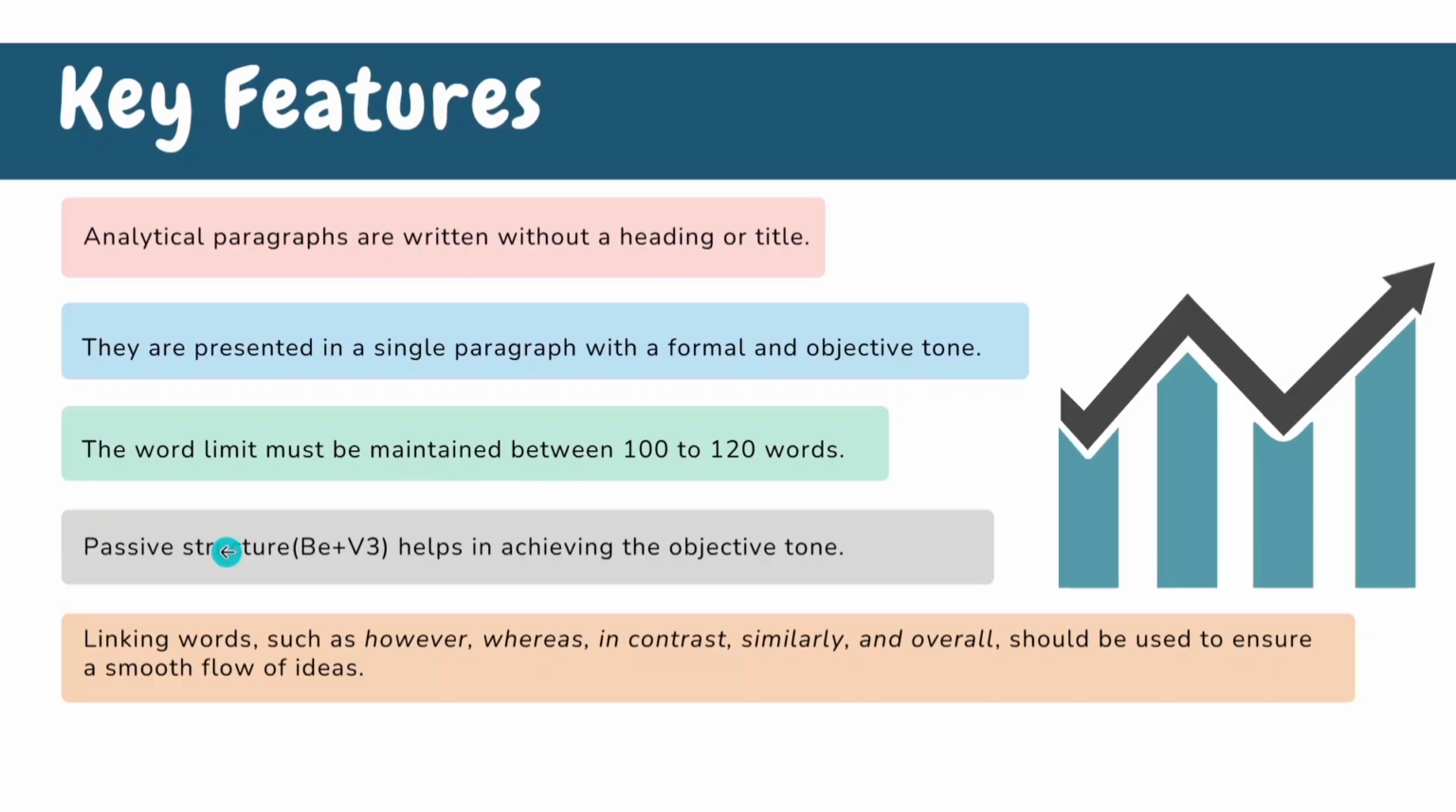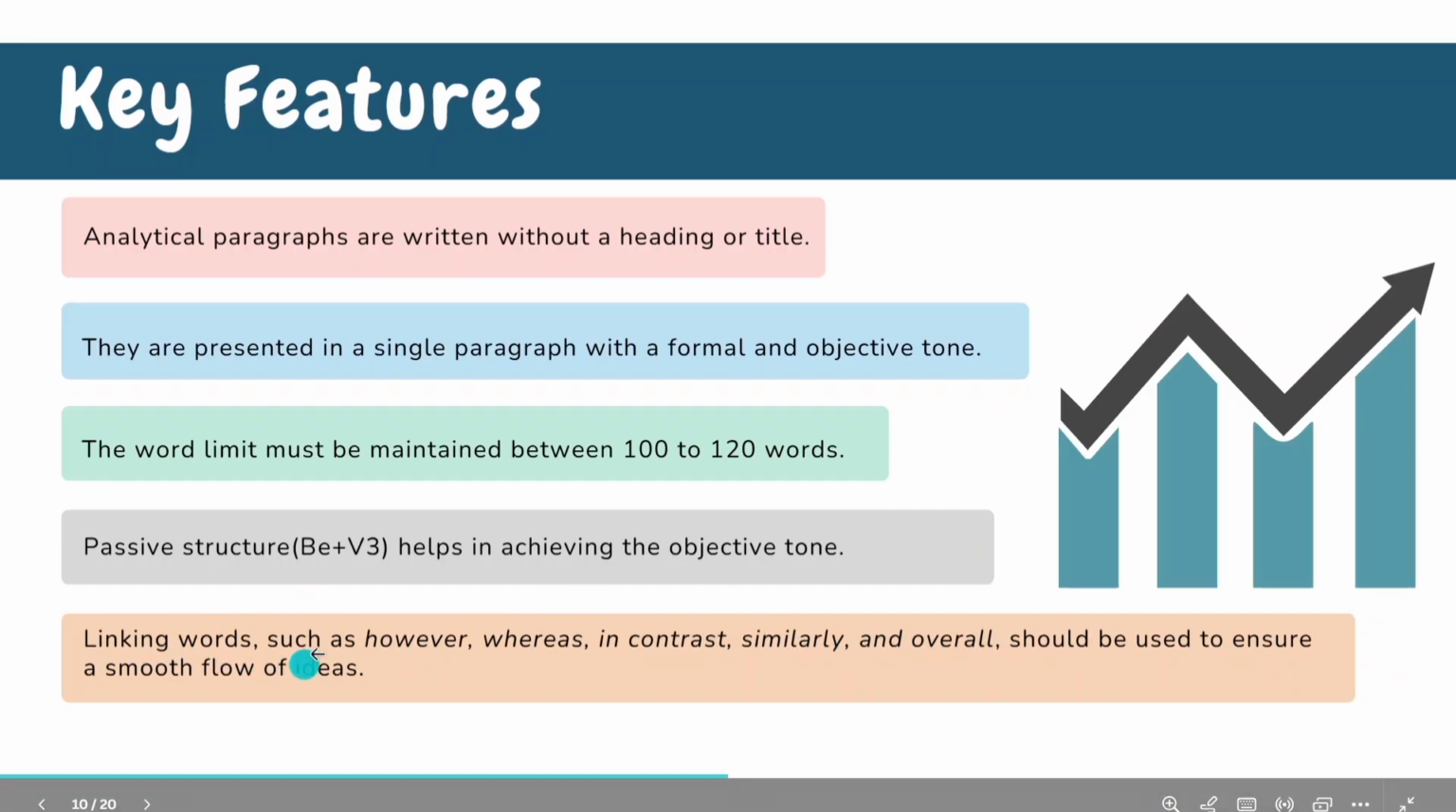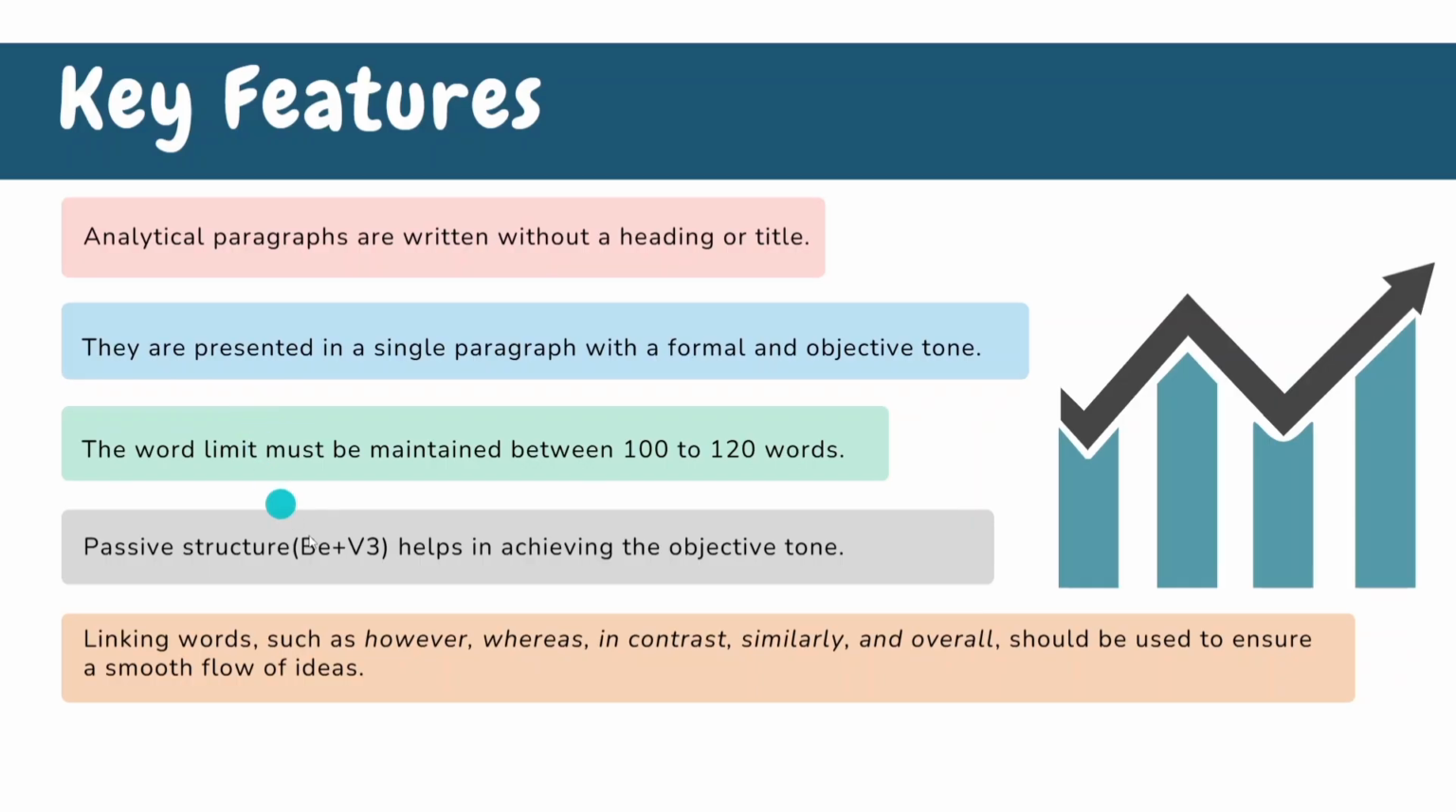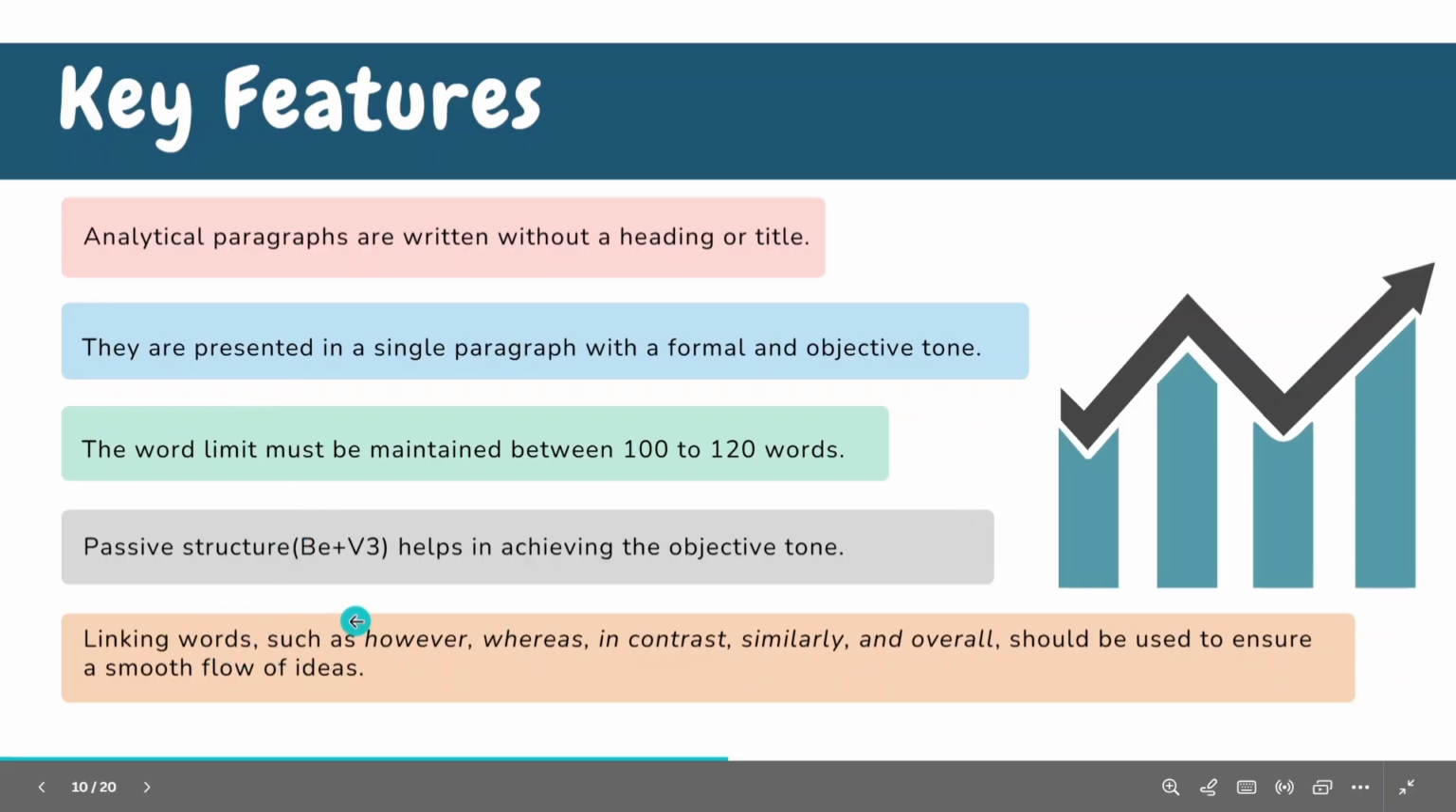And one structure that can help you to have the objective tone is that you use more and more passive structures. What is a passive structure? It's be verb plus V3 form of the main verb. And it is the most important part, that linking words such as however, whereas, in contrast, similarly, and overall should be used to ensure a smooth flow of the ideas. That is the way through which you can have a smooth flow throughout the writing. So keep in mind that in your writing you have all these features.